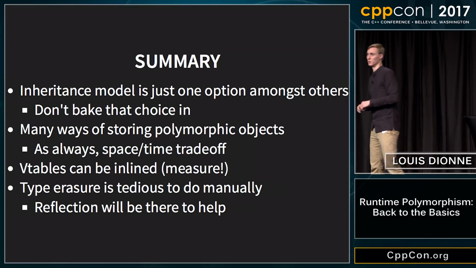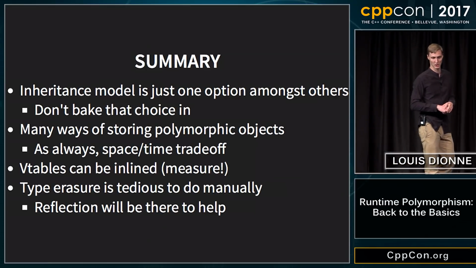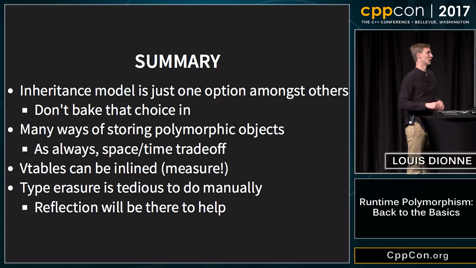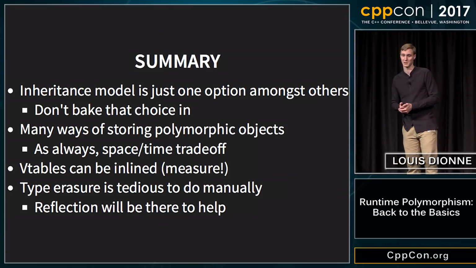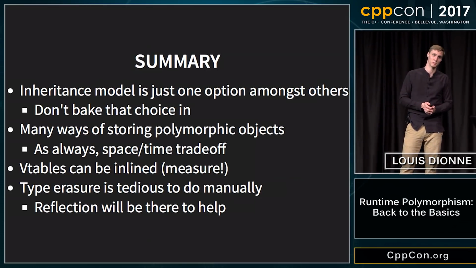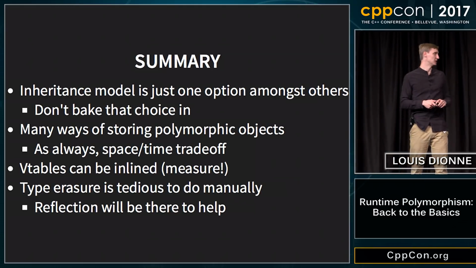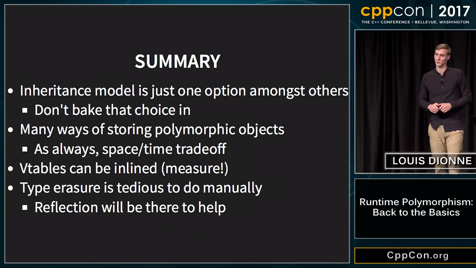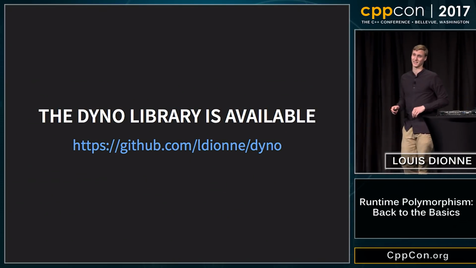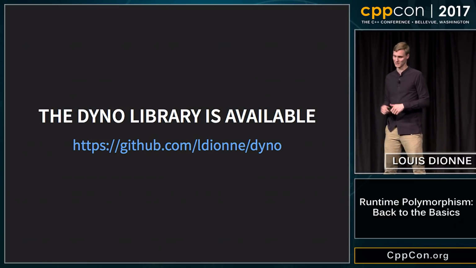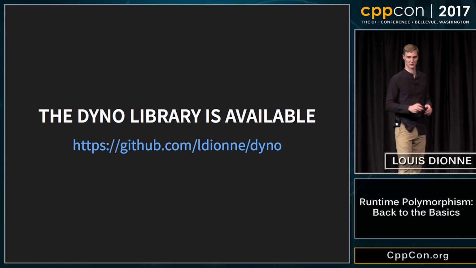There are many ways of storing polymorphic objects. We looked at a few of those. It's always a space-time trade-off. The vtables can be inlined. It's not clear that it's a gain, but it may be. You just want to measure at this point, but it still is an interesting thought experiment. And type erasure is really tedious to do manually, but reflection will be there to help. So the Dyno library is available online. It's not production quality at this point. This is still a little bit experimental, but you can look at it, and I'm welcoming of pull requests.